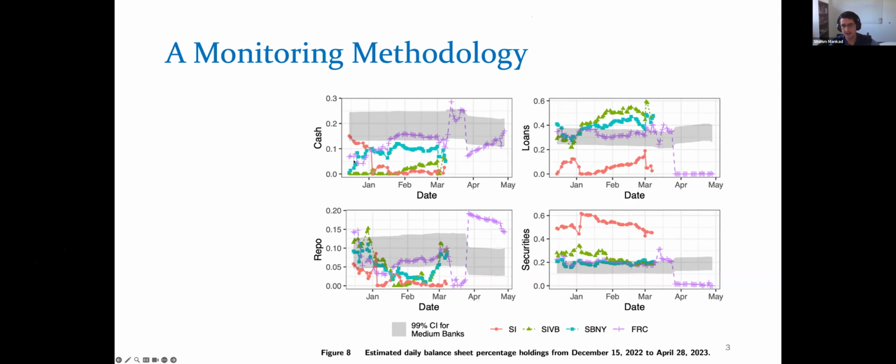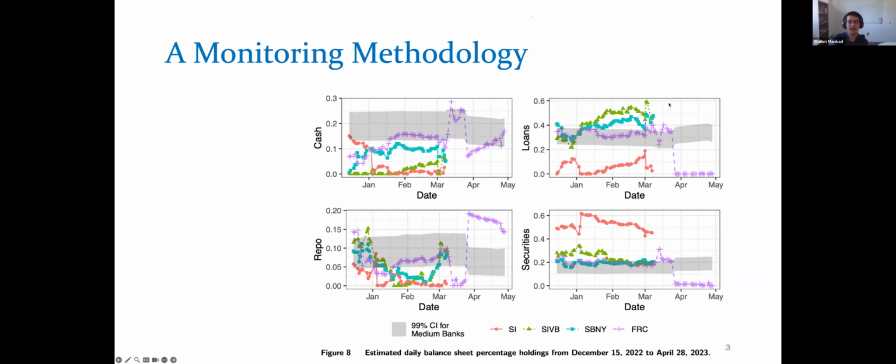These are four different asset classes: cash, loans, securities, and then repo, which is basically the repo market. How much are they lending to other banks or other institutions? And these four lines are the banks that failed about a year ago. For example, you can see Silvergate Bank failed. The last observation is here. Silicon Valley Bank and so on failed in mid-March.